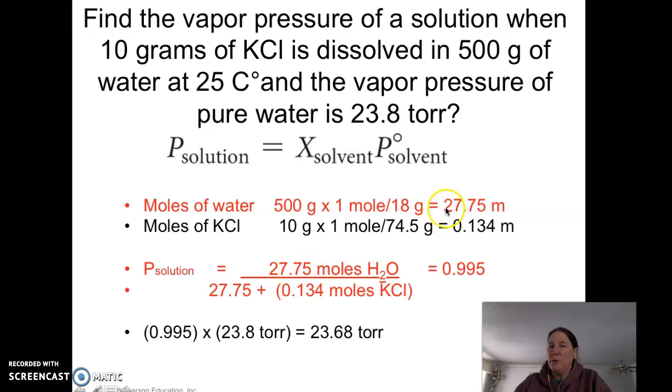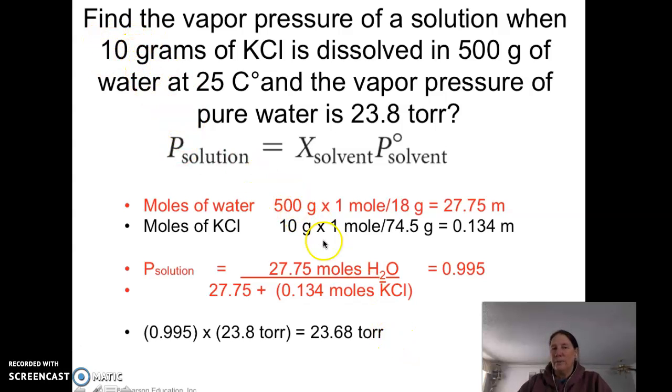Now to get our mole fraction, we take our moles of our solvent, water, 27.75, and then we need our moles of solution. So I'm going to take the moles of the water plus the moles of the solute, because it's the moles of the solvent over moles of solution. So I'm going to add these together for the bottom, and I get 0.995. That's my mole fraction. All I do is take my mole fraction times the original pressure, and that gives me the new pressure. So by adding that 10 grams of potassium chloride to this mixture, I've lowered the vapor pressure from 23.8 to 23.68. Not a lot, but really that's not very much that you're adding.